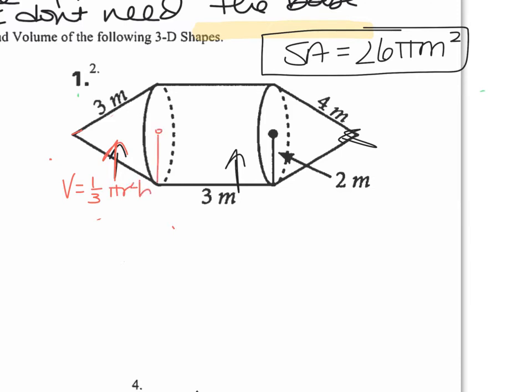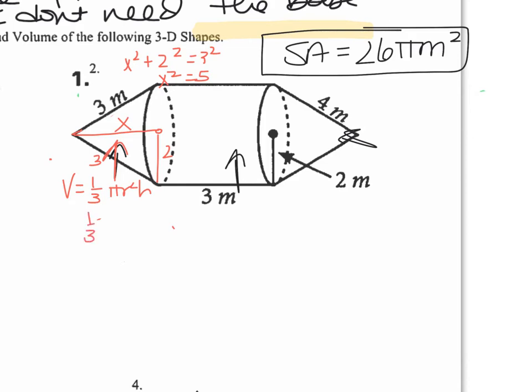I don't know what h is, so I'm going to have to find h. So I'm going to have to do the Pythagorean theorem. So x squared plus 2 squared equals 3 squared. So I get x squared equals 5 because 9 minus 4 is 5. And the square root of 5 is 2.2.